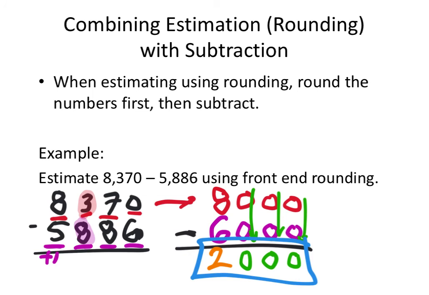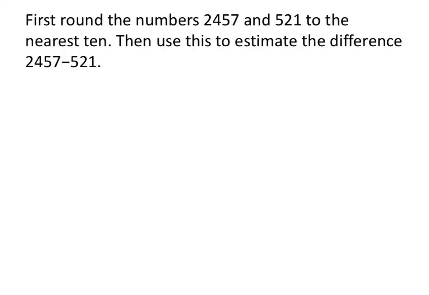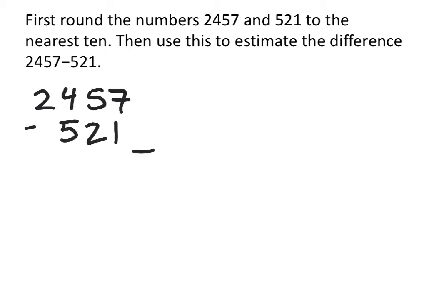We'll see. On this example, we're going to round to the tens. So we're going to round the two numbers, then we're going to find the difference, 2,457 minus 521. So again, I'm going to write it out as it is, 2,457 minus 521. You don't have to do it like this, but I'd like to see it as it's written, so I know where the rounded numbers will be.